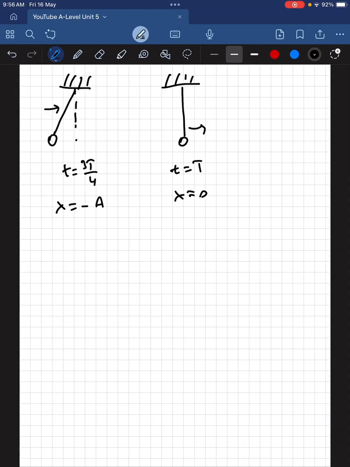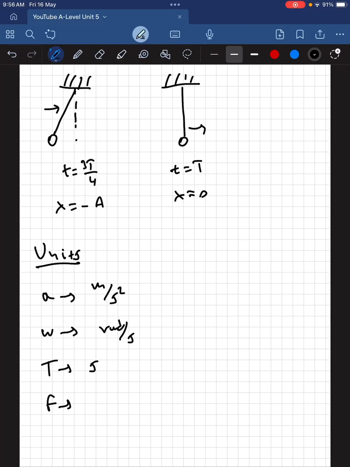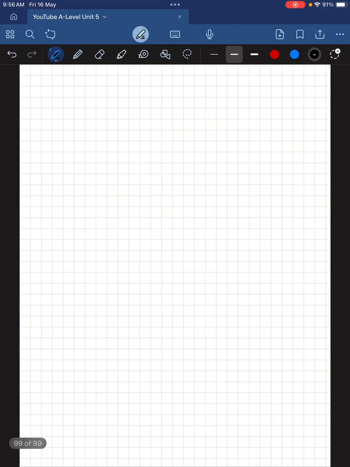Now let's talk a little bit about the units used in simple harmonic motion. So the units for the acceleration, it's the usual meters per second squared. Omega is measured in radians per second. Period is measured in seconds. Frequency is measured in inverse seconds, which is also known as hertz. And the displacement is in meters.